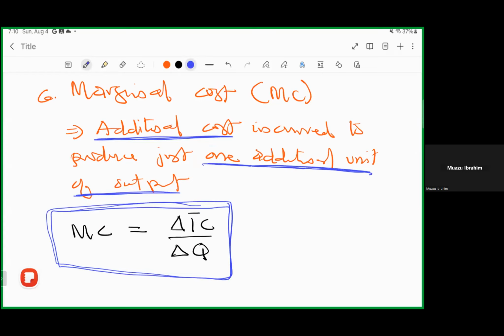And then later you will realize that this particular marginal cost is the same thing as, remember, change here means D, and change here also means D. So later we will tell you that marginal cost is the same thing as DTC all over DQ. So later you will be using this.